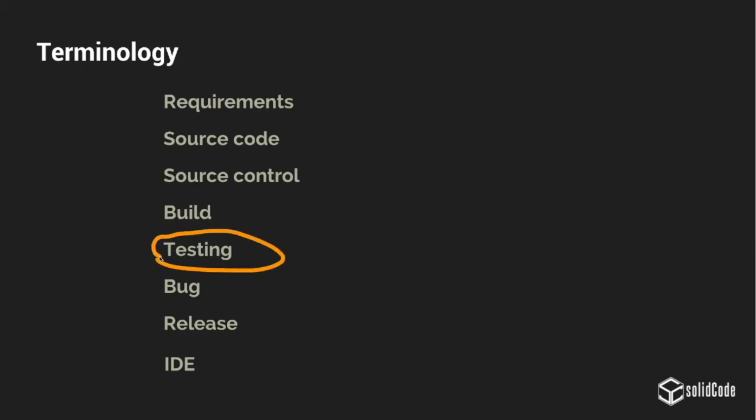Testing is checking whether our software behaves as we wanted it to behave. Bugs are the actual problems that a software contains. Release is the process of sharing our working software with users, either internally only or externally.